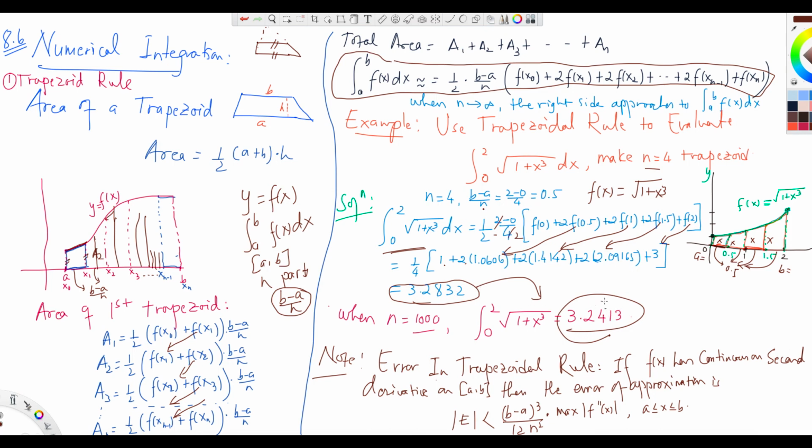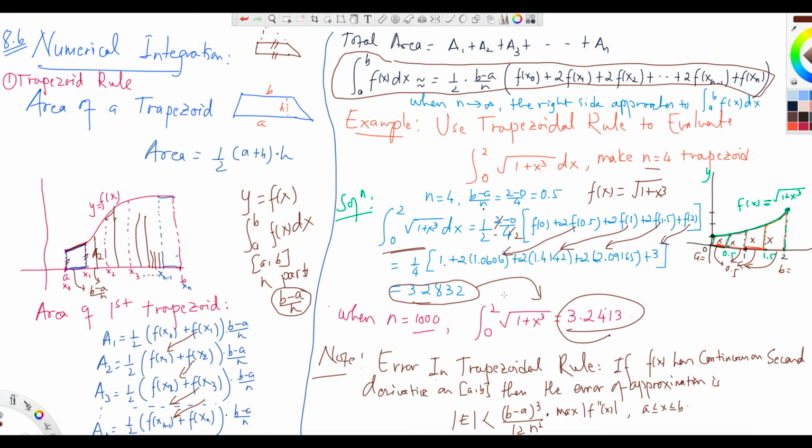So this is how we use the trapezoid rule to find the integral, or to find the area under a curve, or to find an integral which is not easy to integrate by a formula, by the regular substitution method or any other type of method you learned so far. So you see the difference here. With n equals 4 trapezoids, you got 3.2832, but with n equals 1000 trapezoids, you get 3.2413. You see the error, because if you have more and more trapezoids, then you will get better and better estimates for the area, right?